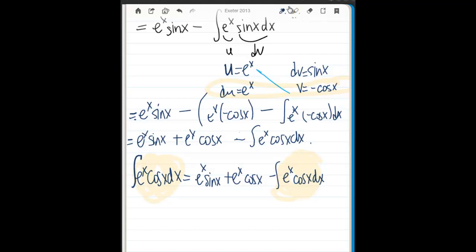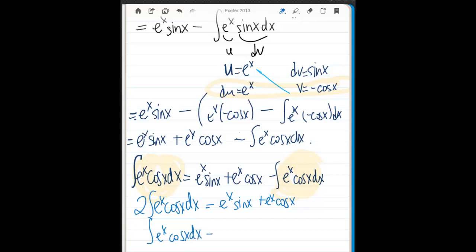So things do not cancel on both sides, but what they do is they double up on the left hand side, and so 2 times the integral we wanted to find the answer to seems to be this answer. And so the answer to our question is e to the x sine x plus e to the x cosine x all over 2 plus a constant. And we are done.